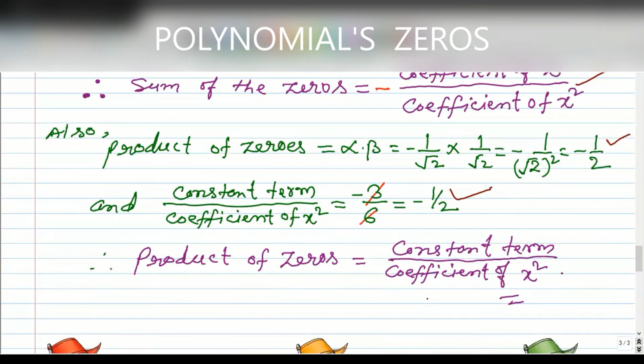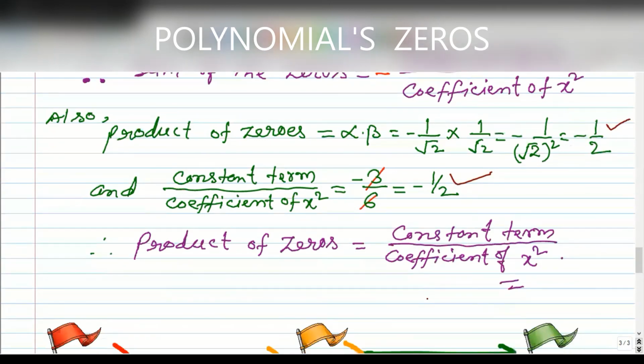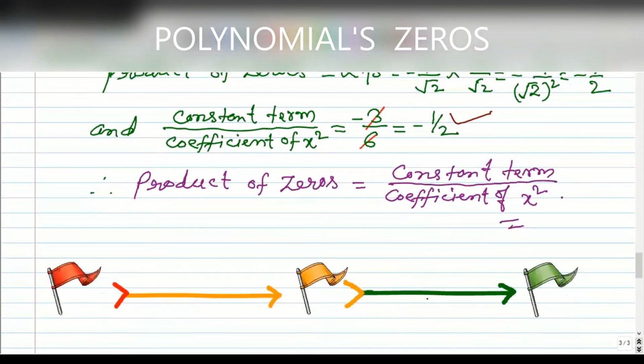I hope that my learners understand this one. This figure indicates: first of all, you see the question and become tense. Then gradually you apply the concept and ground rules. Then you come to the yellow. After that, completing this one, you become happy. That means your mind also becomes green.